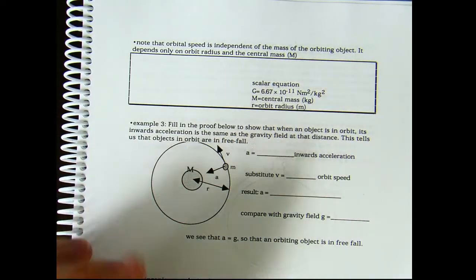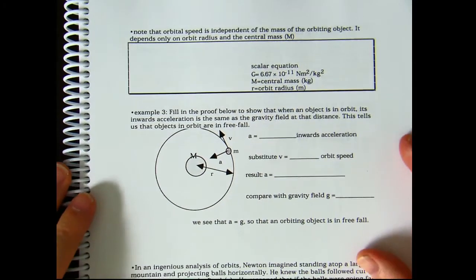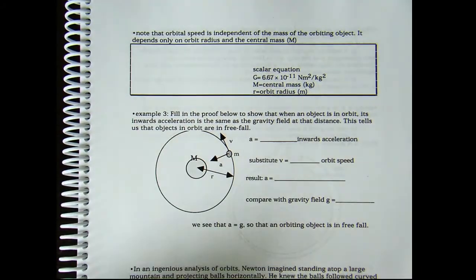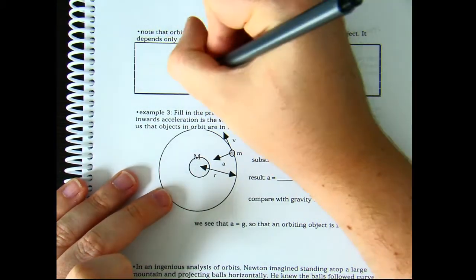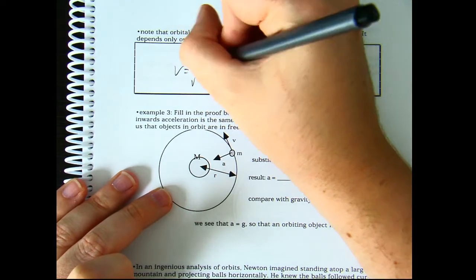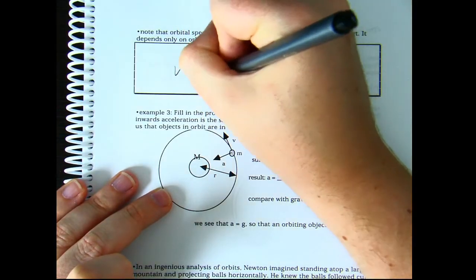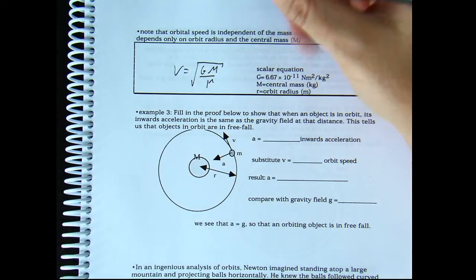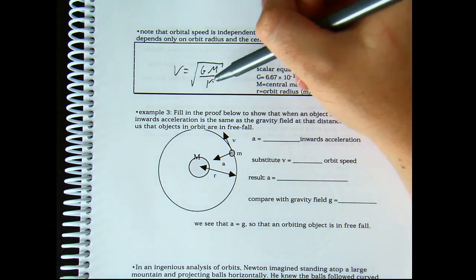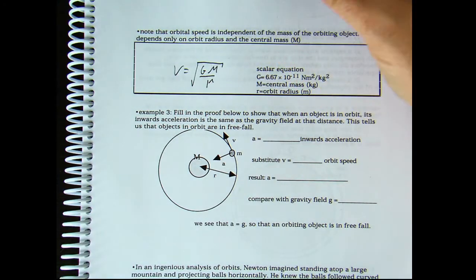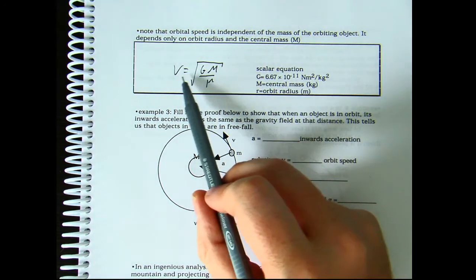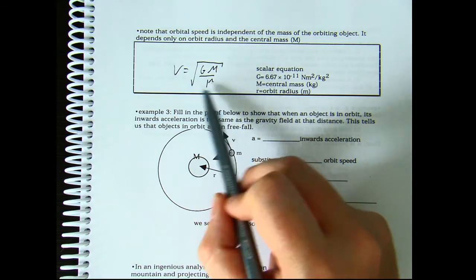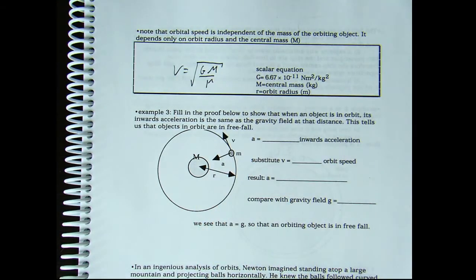So let's flip the page. We want to note that the orbital speed is independent of the mass of the orbiting object. It doesn't matter how big that little m is, it ultimately cancels out. Remember, from the result on the previous page, that the velocity is given by the square root of big G, big M over r. M is the central mass, r is the orbital radius, and G is the universal gravitational constant. So there's nothing here dependent on that orbiting mass.